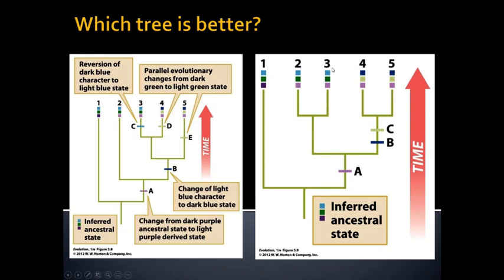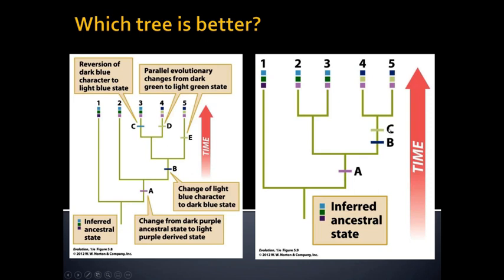So notice if I actually move 3 so it's more closely related to 2, and I move 4 and 5 so they're closely related to one another, I end up with a simpler explanation. So instead of having to map characters on there 1, 2, 3, 4, 5 times, I can map a character on there just 3 times.